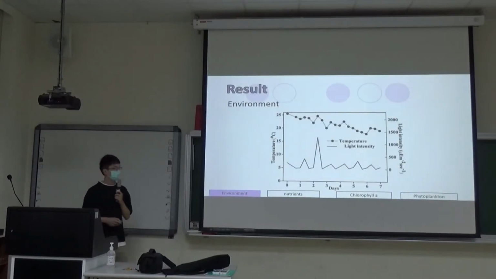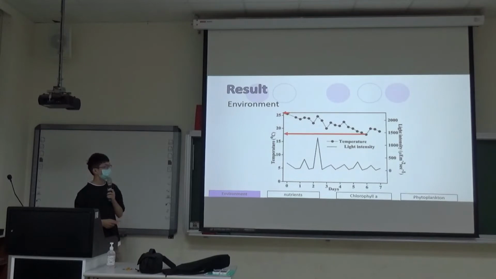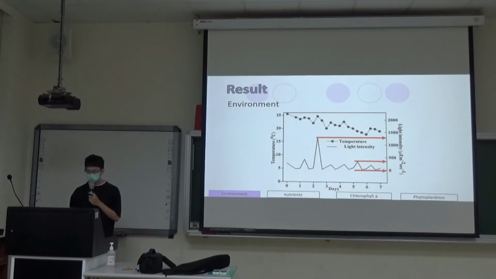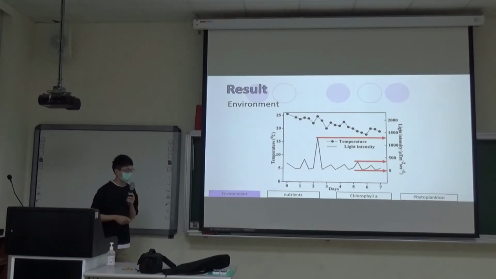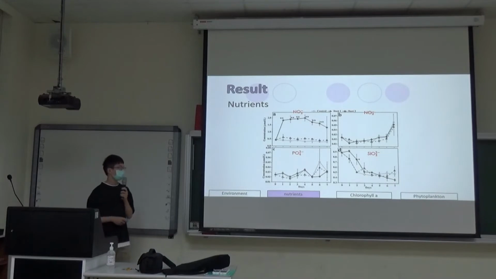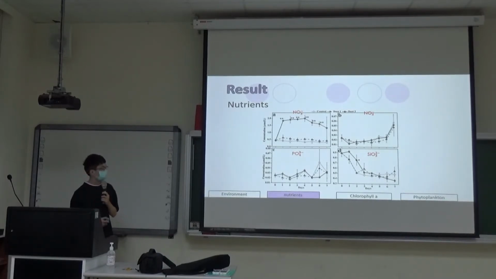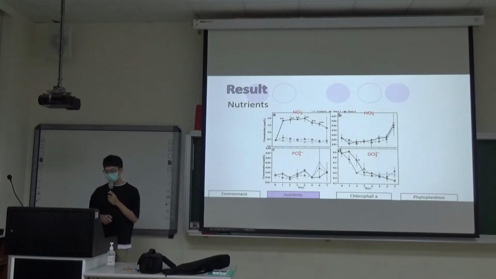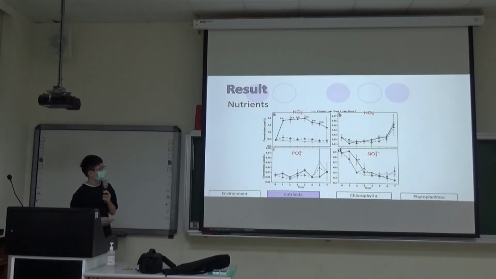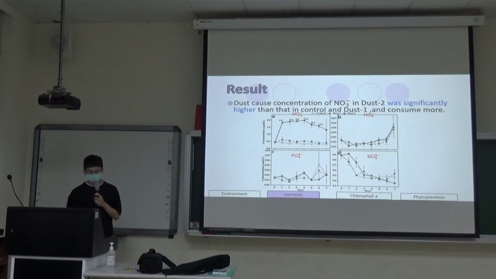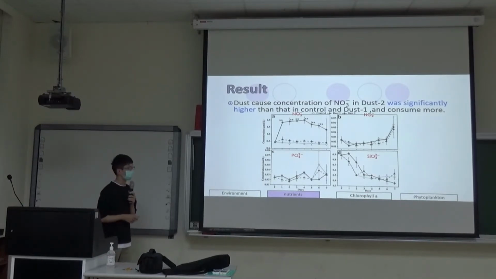First is the environment. We can see the temperature is between 25 and 17 range, and the light density has the maximum value on the second day, and the other density is between 0 and 400 range. And the nutrients, there are 4 parts of nutrients. If the graph has a star mark like this, it means that there was an extremely significant difference between the three samples. So we can see only the NO3 minus in dust 2 was significantly higher than in control and dust 1, and it also consumes more.